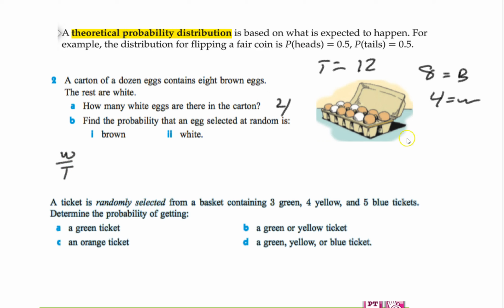Again, we didn't do any experiments. We just did the math on it. It's like, okay, there's 12 total. There's 8 brown. So 8 out of 12, or 66%. White, well, there's 4 of those. There's 12, so you get 1/3, 33%.